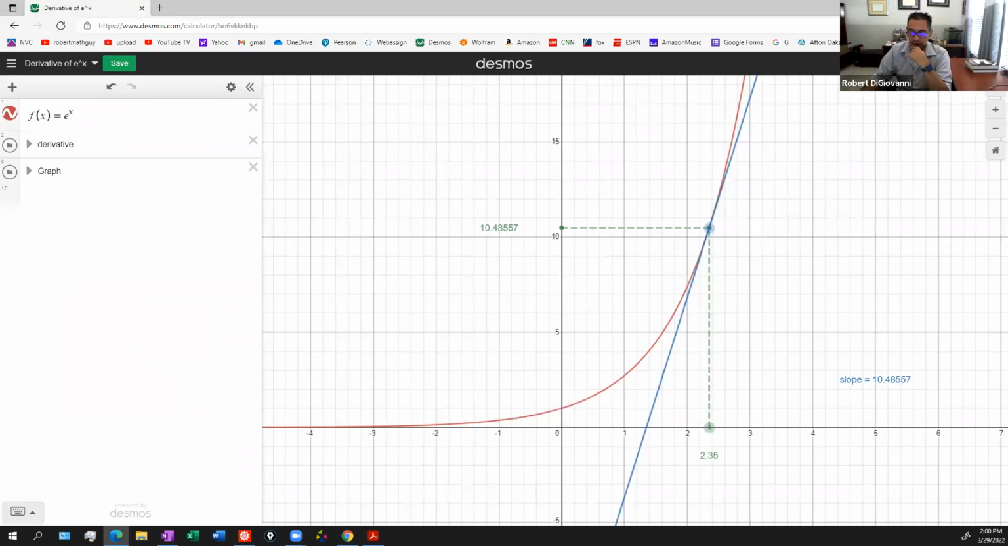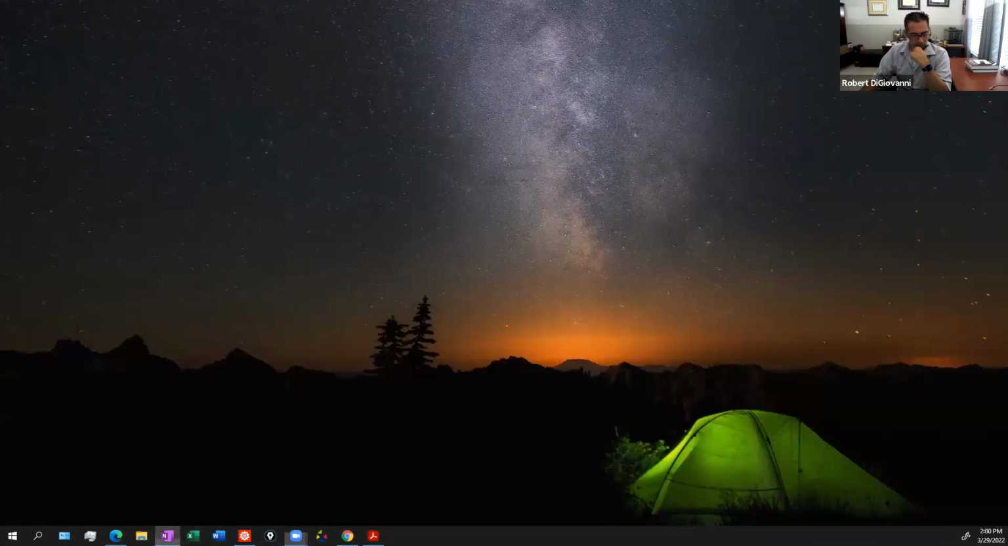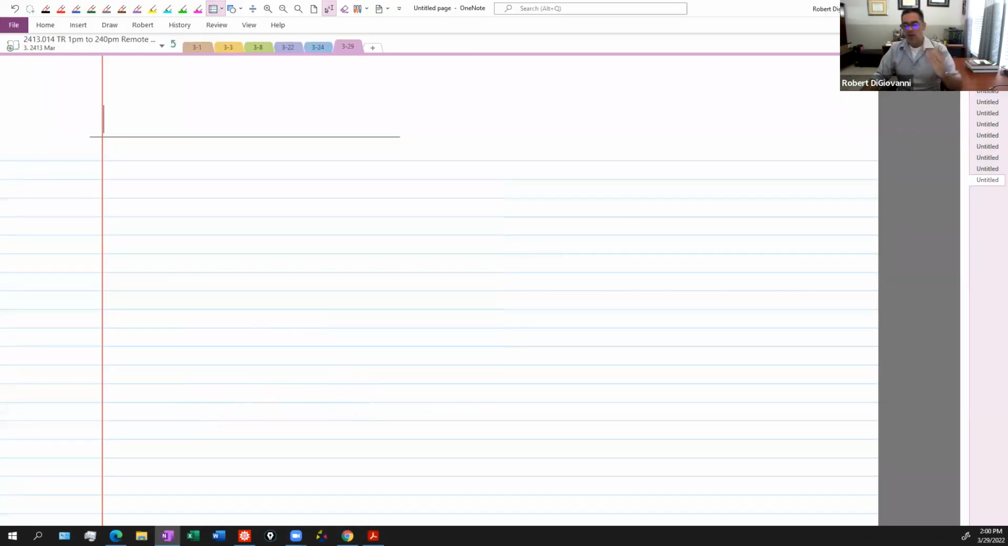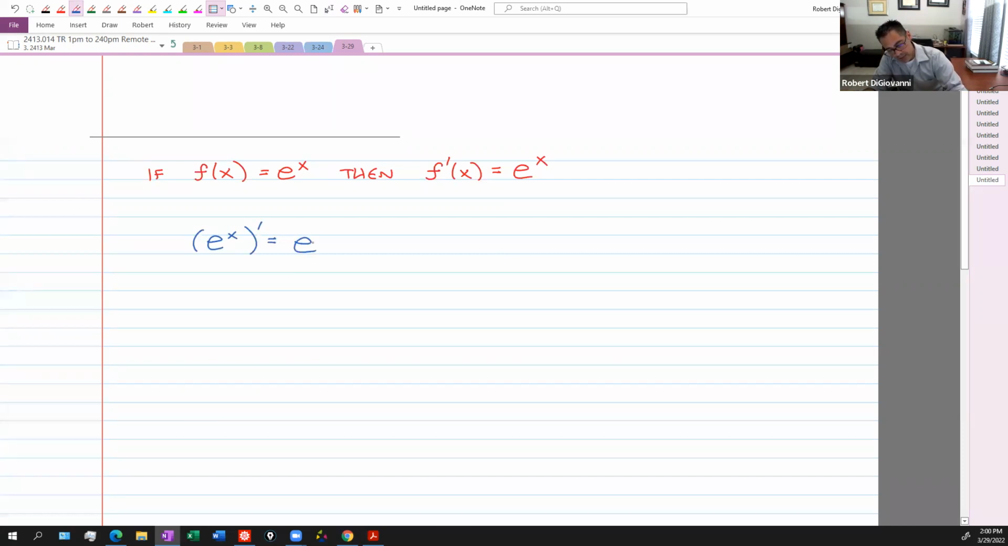than my notes. All right, so let's just recap what I've just said here. What I've said to you is this. If f of x equals e to the x, then the derivative of that is e to the x. Another way you could write this is if you take e to the x and you take its derivative, you get itself.